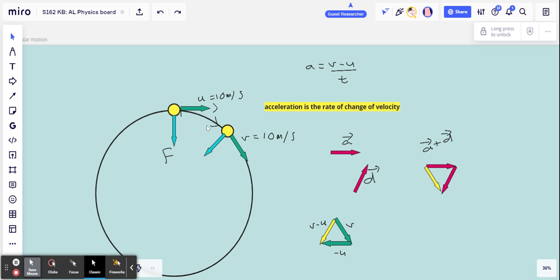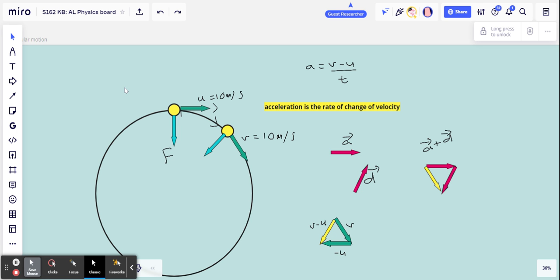So it's accelerating. Apparently, it's accelerating towards the center, even though it's not changing speed. It's not changing speed, but it's changing velocity because it's changing direction. The acceleration is going to be the size of that v minus u divided by time, and it's acting towards the center, as you can see from this one up here.